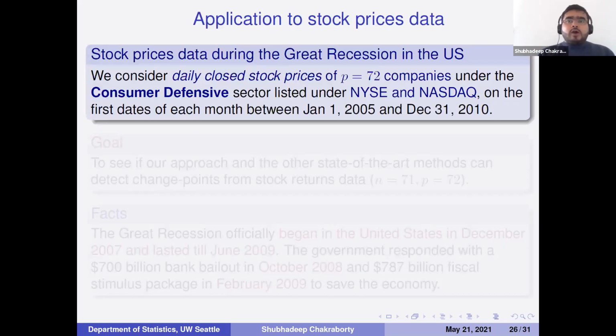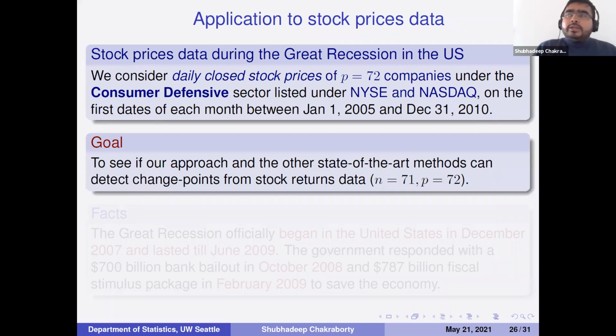I will stop with a quick application to stock prices data, which is quite interesting. We consider stock prices data corresponding to 72 companies under the consumer defensive sector during the time of the Great Recession in the US. We observed data on the first date of each month between 2005 and 2010.